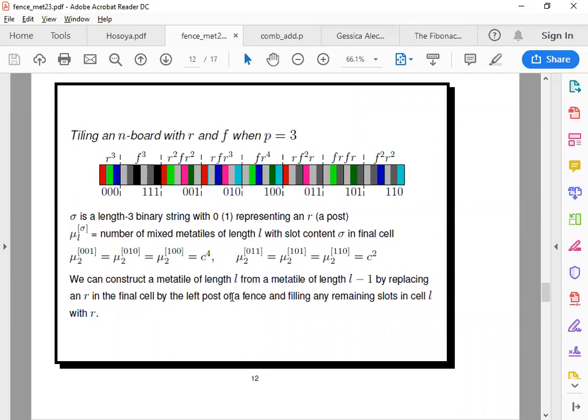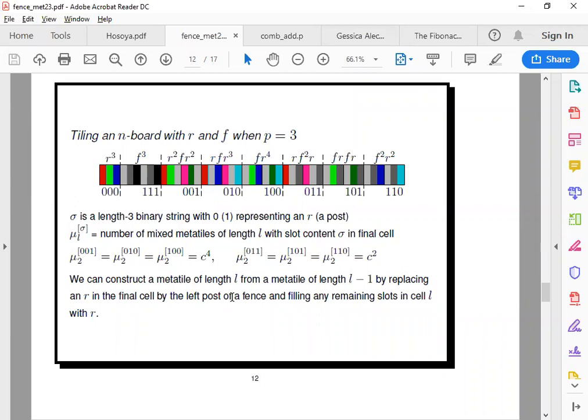So what we do is actually get a recursion relation for this view L. We can construct a meta tile of length L from a meta tile of length L minus 1 if we take one of these R's in the final cell and replace it by a fence, the start of a fence. This will sort of link us to the next one. So if I start with R3, if I take one of those rectangles and replace it by a fence.